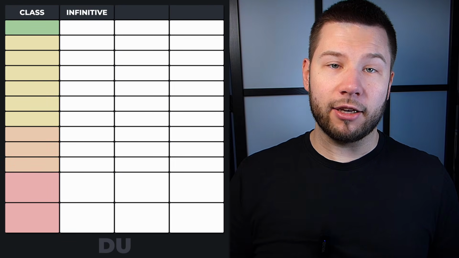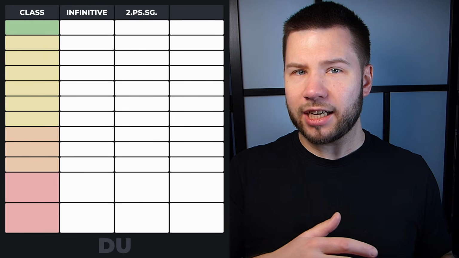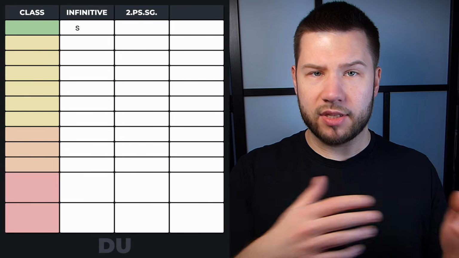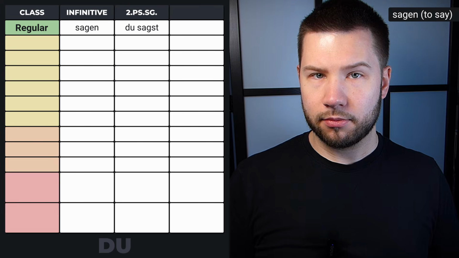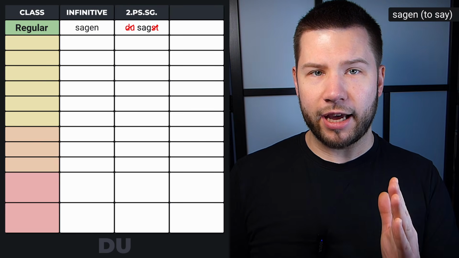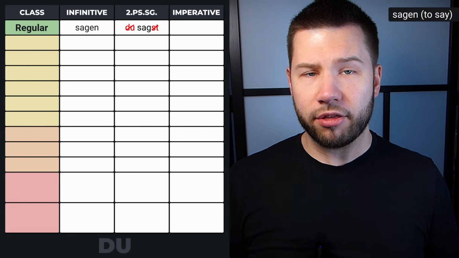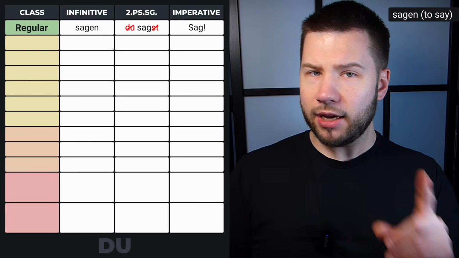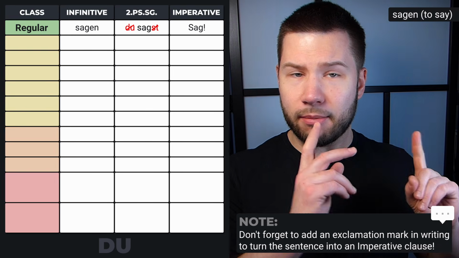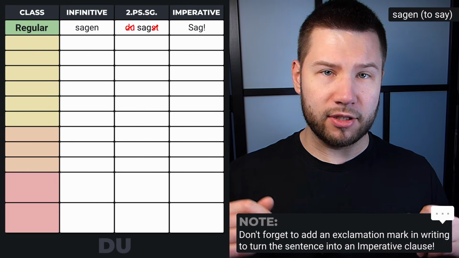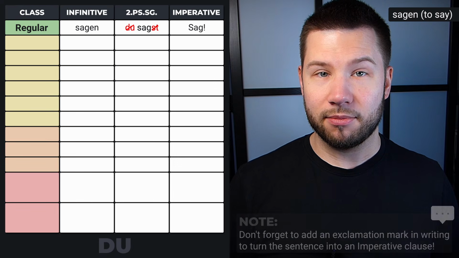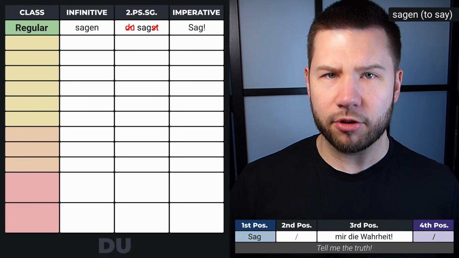In fact, it's pretty simple. There are only two steps you need to take. First, put the verb into its second person singular form. Sagen, du sagst. Then cut off the st ending and omit du, and you end up with sag. By the way, in writing, don't forget to put an exclamation mark at the end of the sentence, because now we have an imperative clause. Sag mir die Wahrheit, tell me the truth.